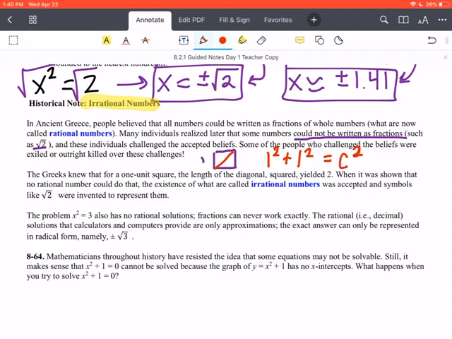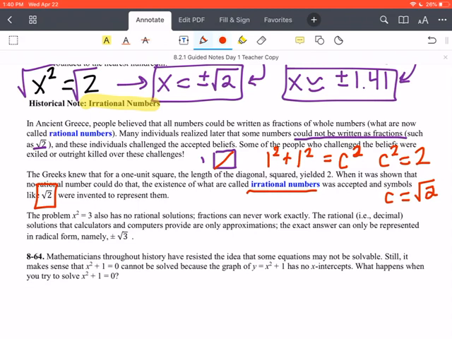When it was shown that no rational number could do that, the existence of what we call irrational numbers was accepted, and symbols like the square root of 2 were invented to represent them. Okay? Because we know 1 squared plus 1 squared equals 2, but that is not the length of the hypotenuse. So we saw that c squared is 2, but we care about c. So what is c? The square root of 2, which cannot be written as a decimal or a fraction.